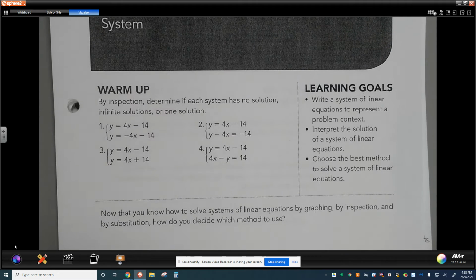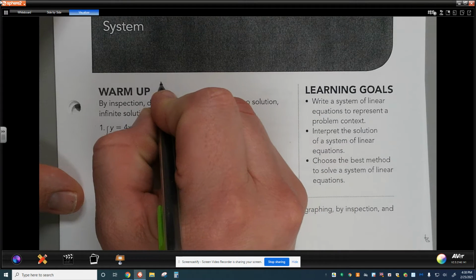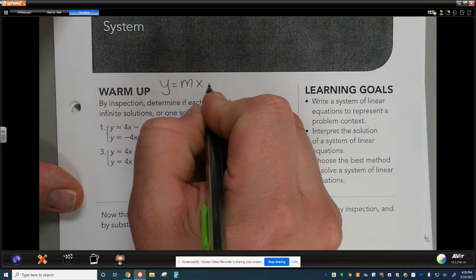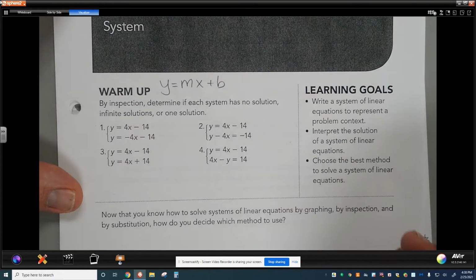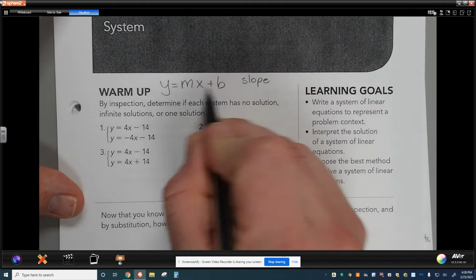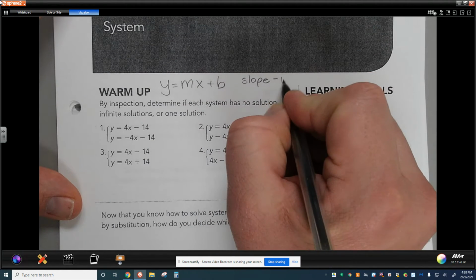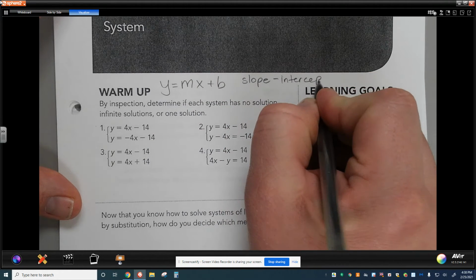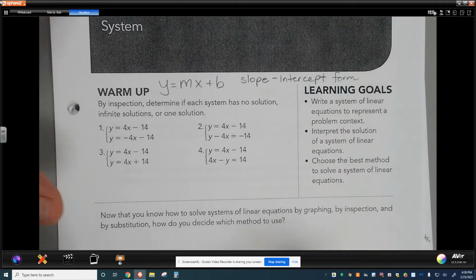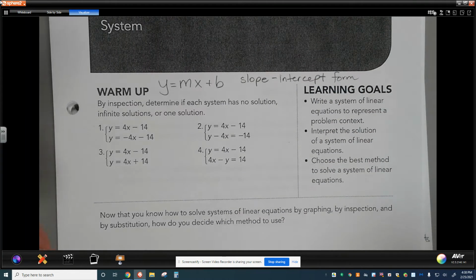What we really want to pay attention to when we're analyzing a system of linear equations to decide how many solutions there are is slope-intercept form. Y is equal to m times x plus b. We want to pay attention to two specific things, and that's within the name of the formula: slope and y-intercept. These two things will tell us everything that we need to know about how many solutions our system will have.